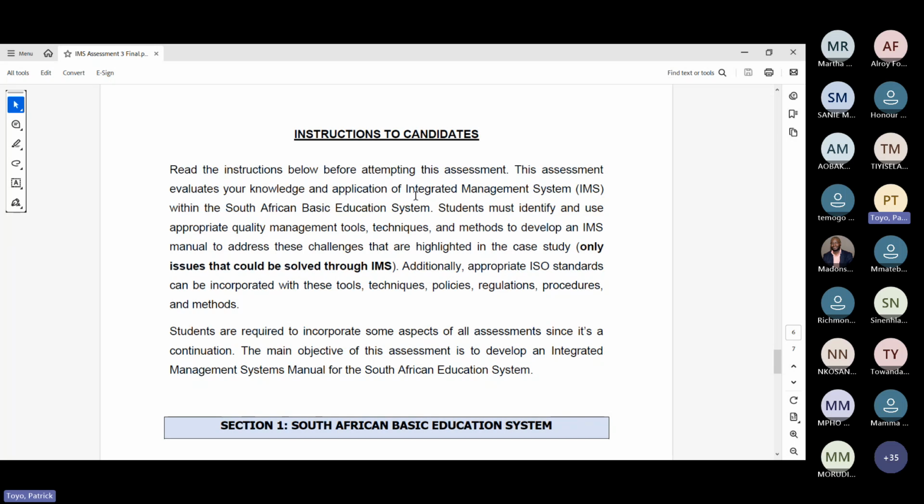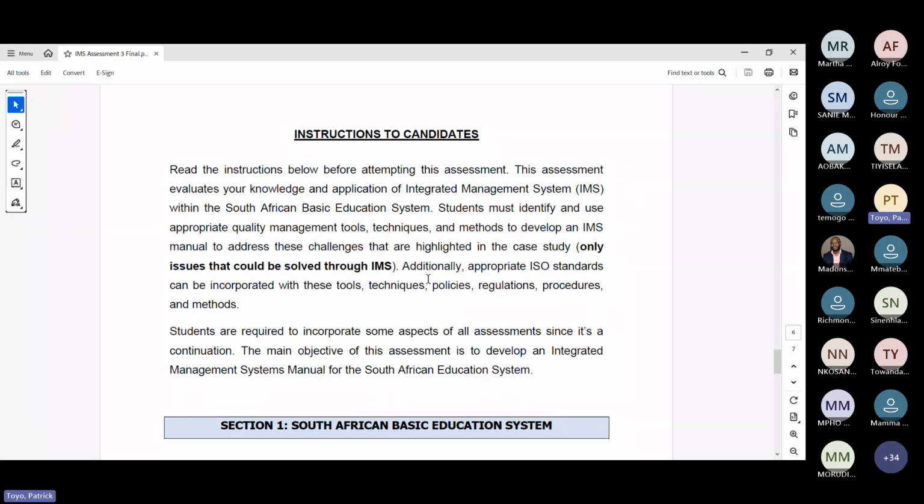So the case is the South African basic education system. By now you should have some view of what it is about, and also some connection of the integrated management system, which is meant to streamline and to improve certain things. So you should be now thinking of how you tie this together so that at the end of the day you are able to form an assessment and to provide a recommendation.